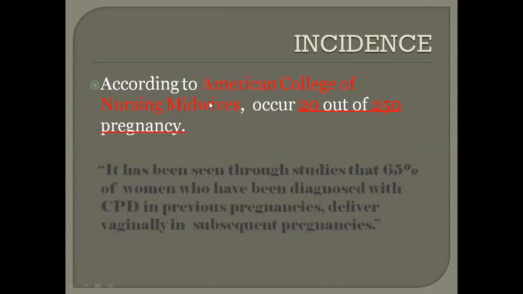Now the incidence: according to the American College of Nurse-Midwives, among 250 pregnancies, 20 cases may be of CPD, cephalopelvic disproportion. One study has shown that if the mother had CPD in her first pregnancy, and somehow a normal delivery happened, then in the subsequent pregnancy, 65% of women will go on to a vaginal delivery itself.